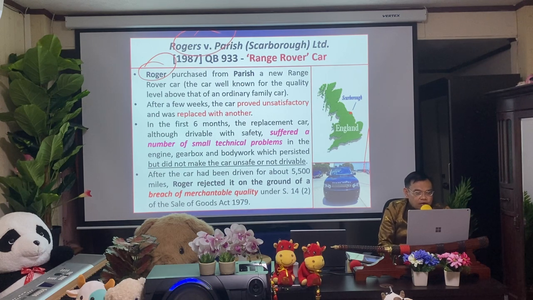Of course, the Range Rover car. And the thing is that just after a few weeks, the car became unsatisfactory. When the car became unsatisfactory, the seller just replaced this car with another, to replace the one which became unsatisfactory. Even though the seller had the replacement car, the replacement car turned out again to have a number of small technical problems. Even though these technical problems did not make the car unsafe, the car was still drivable, it could be used for driving from place to place.